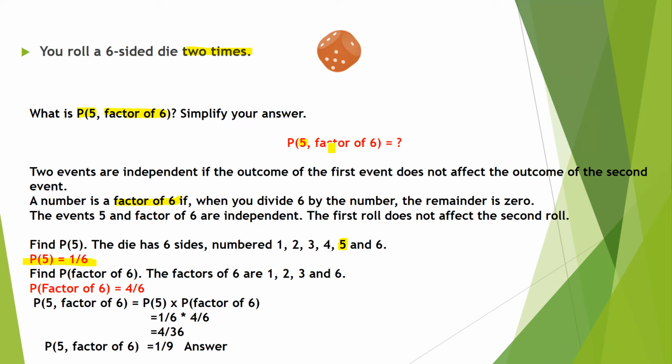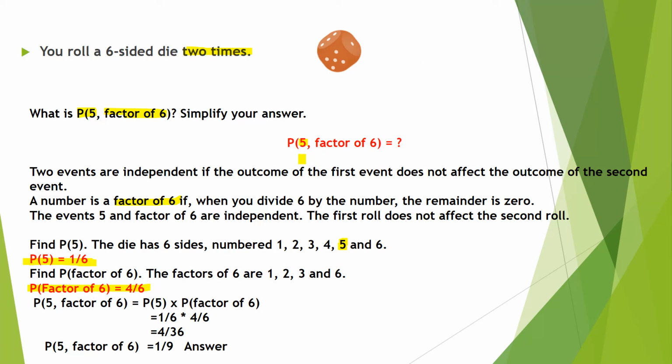Then we have to find the factors of 6. The factors of 6 are 1, 2, 3 and 6. If we divide 6 by 1, the remainder is 0. If we divide 6 by 2, the remainder is 0. Similarly, if we divide 6 by 3 and 6, the remainders are 0. So these are the 4 factors of 6. Out of 6 possible outcomes, there are 4 factors of 6, so 4 divided by 6. These are the two probabilities.